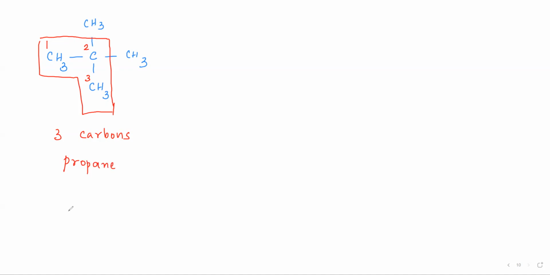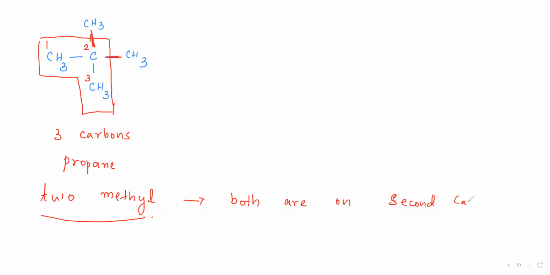And the substituents or locants, there are two locants, right? Both of them are methyl. I cannot combine them and call it C2H6. No, these are two separate methyl groups that I have. Okay, so two methyl groups. Where are they present? Both are present on the second carbon. Both of them are individually present on the second carbon.